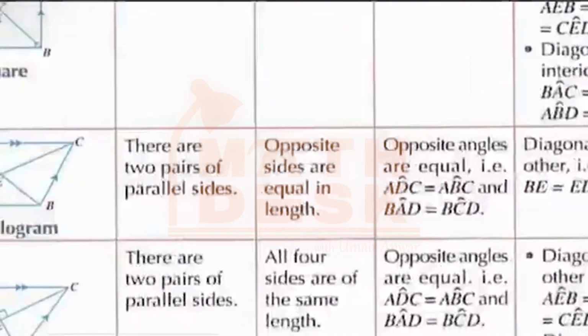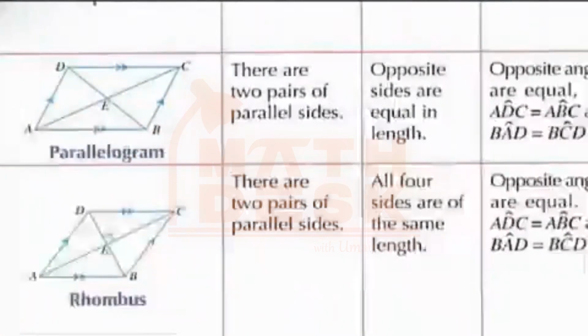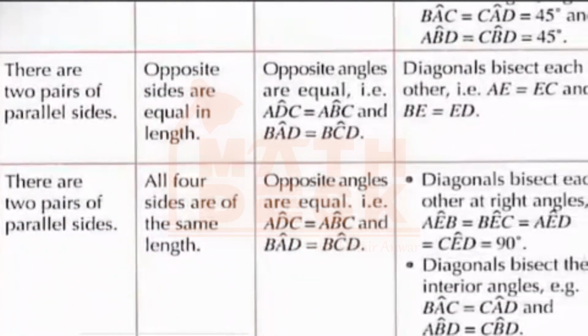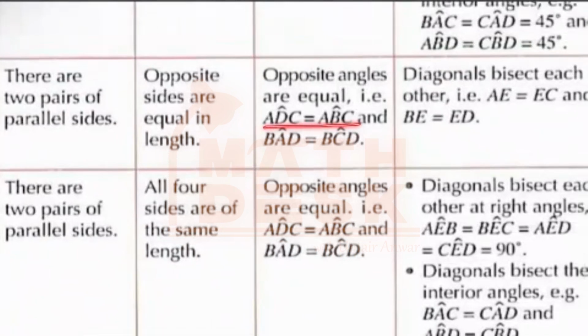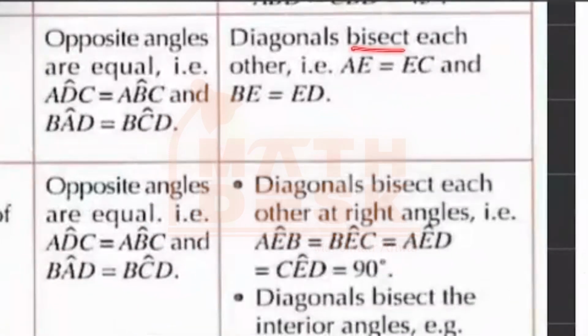The next quadrilateral is a parallelogram. These are again two pairs of parallel sides. Opposite sides are equal, and the opposite angles are equal, but they are not right angles. If they become right angles, then it would become a rectangle rather than a simple parallelogram. Diagonals bisect each other the same way as we have seen before.